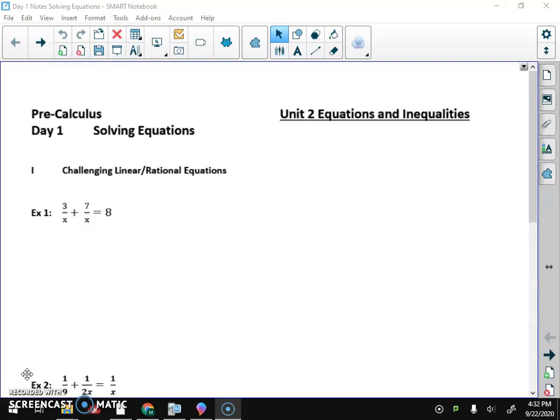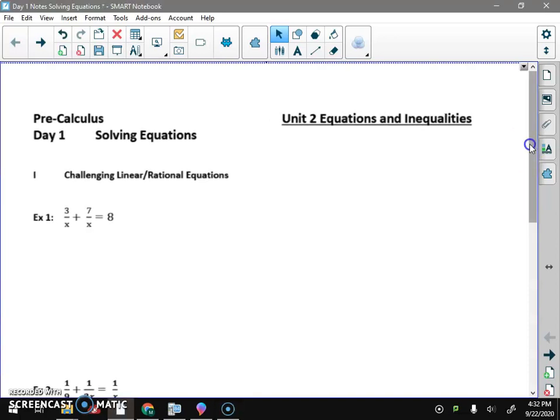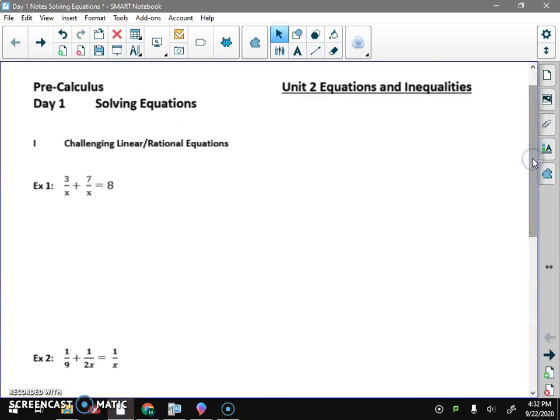All right, so challenging linear or rational equations. If I said solve this equation right here, if the x's were on top, it'd be Algebra 1. Since they're on the bottom, a little bit more challenging. The strategy that is easiest to use is multiply through by a value that gets rid of all the denominators. In this case, nice, easy to start, would be x.